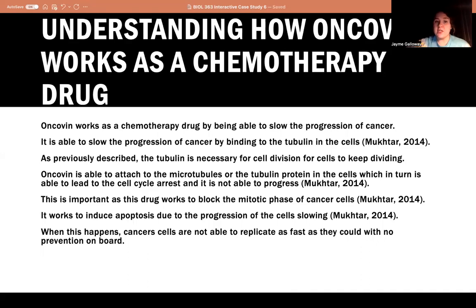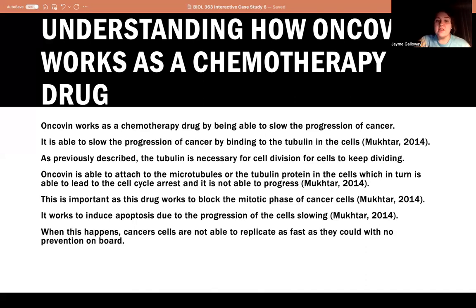Oncovin is able to attach to the microtubules or the tubulin protein in the cells, which in turn is able to lead to cell cycle arrest, and it is not able to progress to cell division. This is important as this drug works to block the mitotic phase of cancer cells. It works to induce apoptosis due to the progression of the cells slowing.